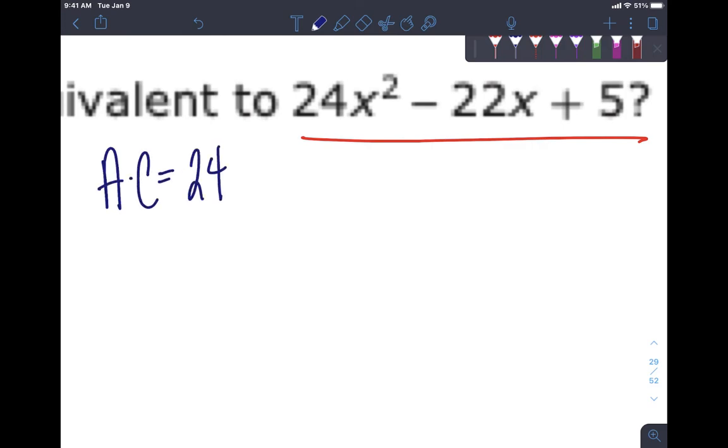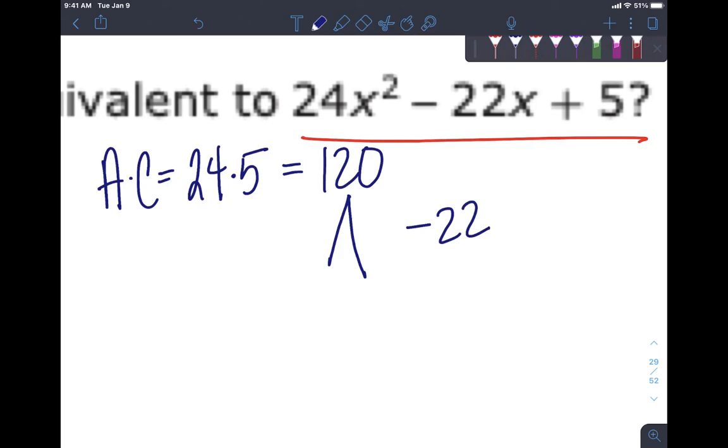So 24 times 5. So I need two numbers that when multiplied together will give me 120. But when added together, give me -22. Meaning, this is probably two negative numbers, okay? So, I'm thinking about it.